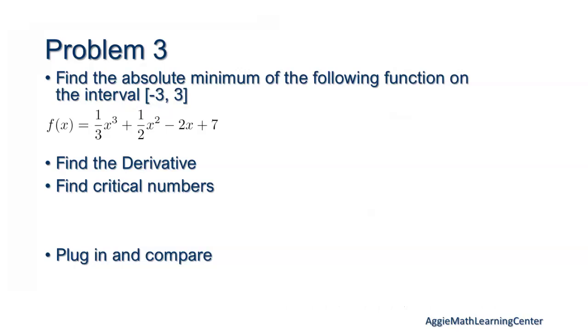Okay, problem 3. Okay, so now we don't have a graph, we have a function. It's going to be the same process. So it says find the absolute minimum of this function on an interval. So we know right away 2 of our critical points: -3 and 3. But we also have other critical points, those points on the graph where our derivative equals 0.